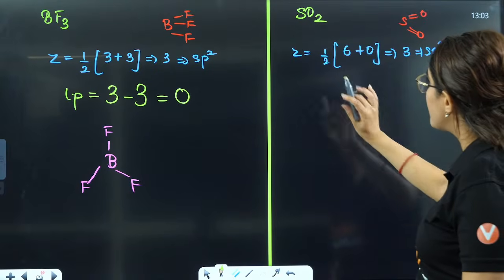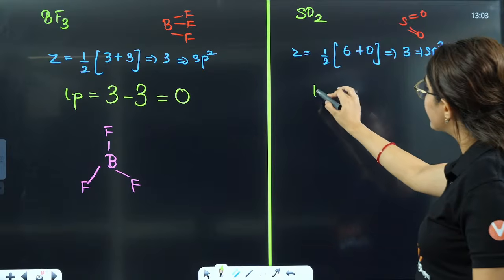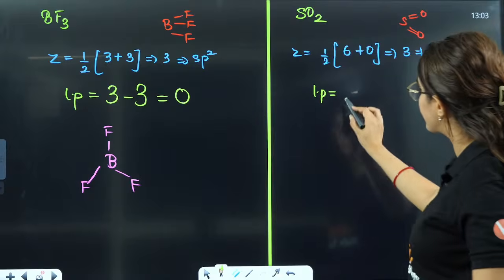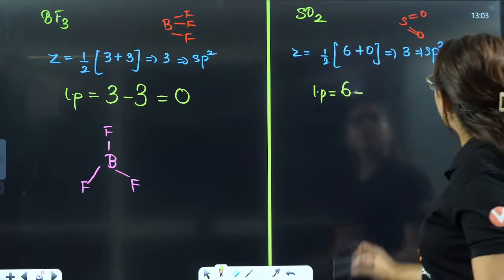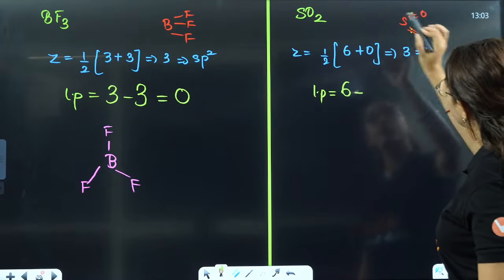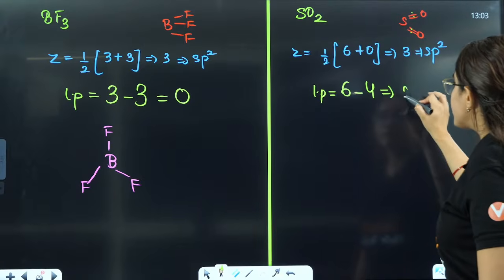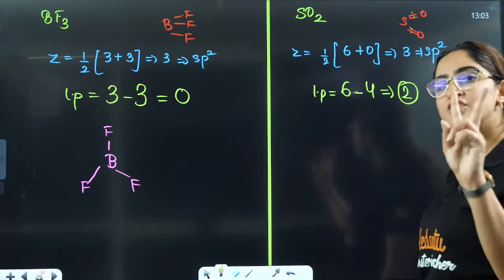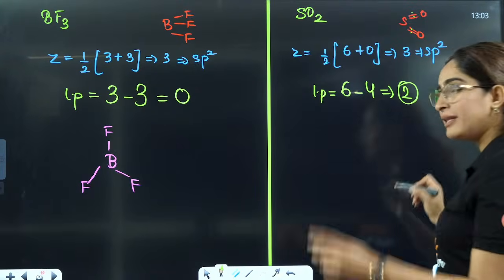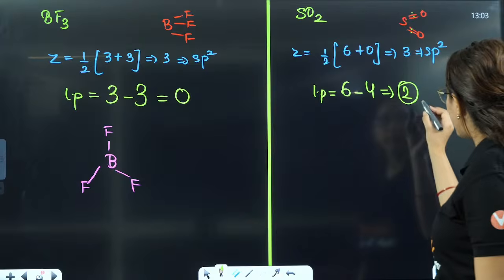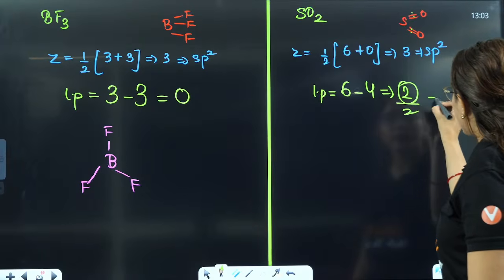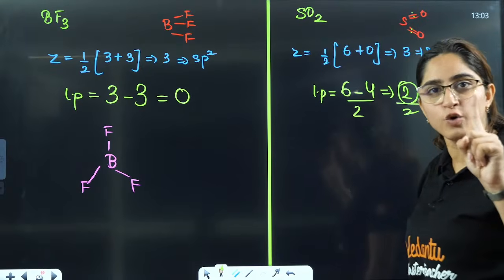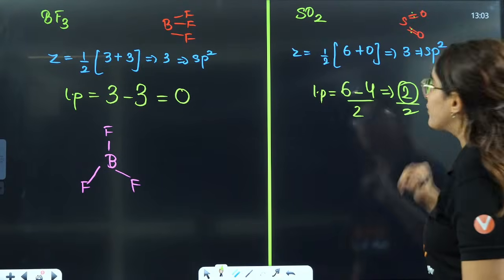Acha, now see one more thing. If I say the lone pair, overall sulfur has 6 valence electrons. Out of that, 1, 2, 3, 4, 4 it is using. That means 2 are unshared electrons. That means 2 unshared electrons means 1 lone pair, na? So that means here we can see the lone pair is 1.